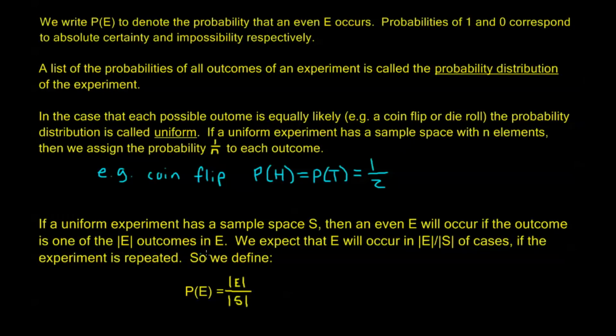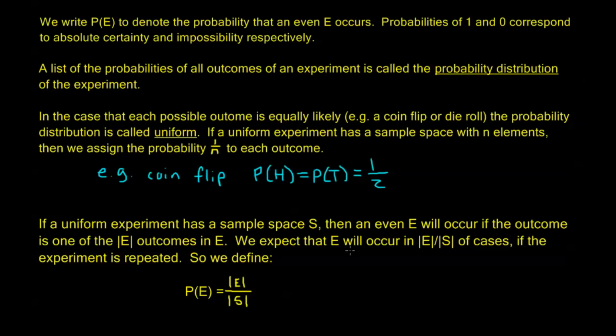Now if a uniform experiment has a sample space S, then an event E will occur if the outcome is one of the order of E outcomes in E. So when we were looking at the coin flip, the events only had one sample point in them, so each sample point had a 1 over n probability. But if we have an event E with more than one sample point in it, then we need to know how to calculate that probability.